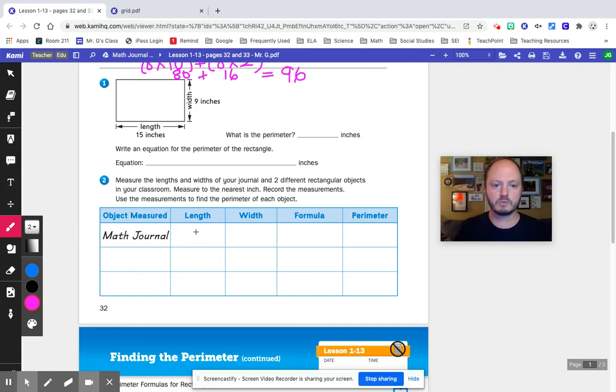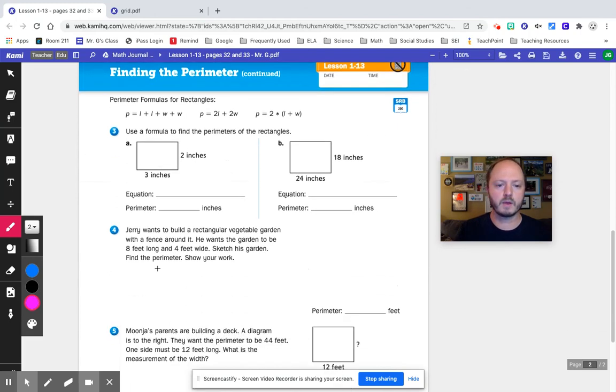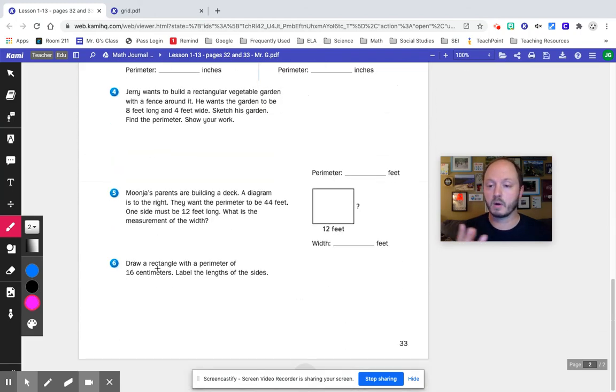Okay, so you should find the length, you should find the width, you should write your formula, and you should figure out the perimeter. Okay, so we have some different formula options, and they're right here. And then we have some additional problems that we'll work on tomorrow too.